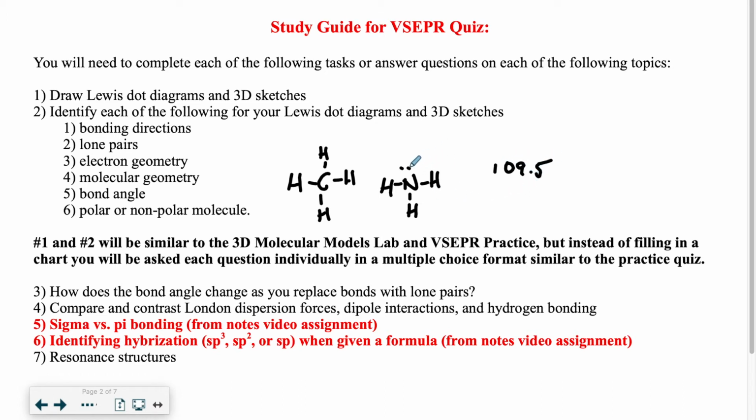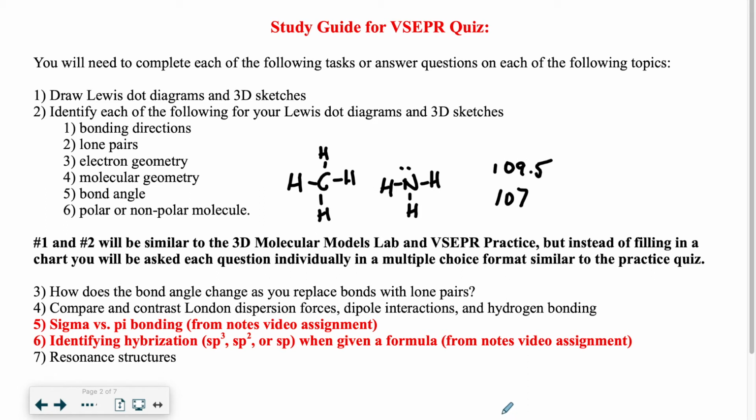But as I replace bonds with lone pairs, the bond angle is going to decrease slightly. So these bonds are going to be pushed closer together because this lone pair is held more tightly to the central atom as opposed to if it was within a bond. Now you do not have to know the exact angle that this would go down to. It would actually go down to 107, but you should know that the bond angle will decrease.